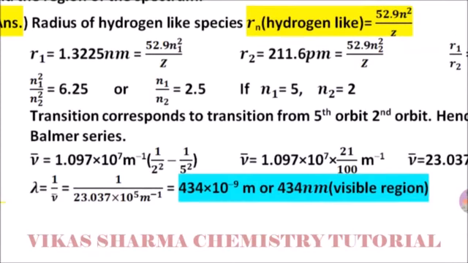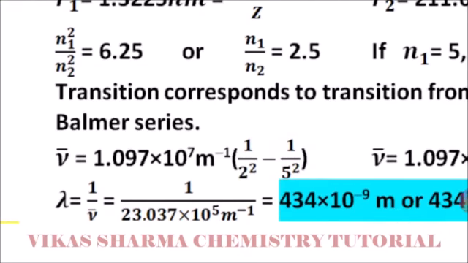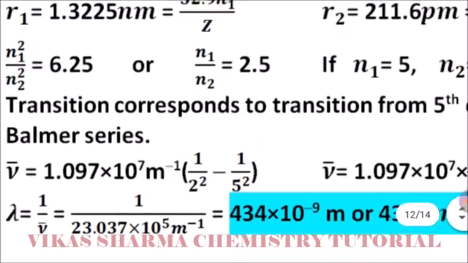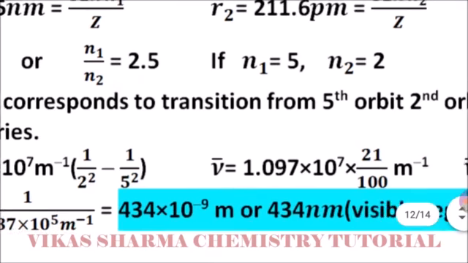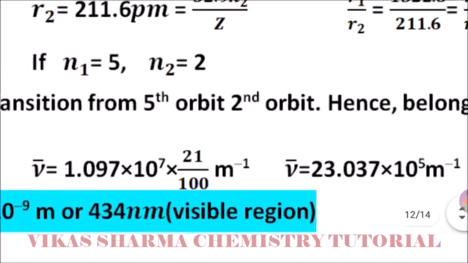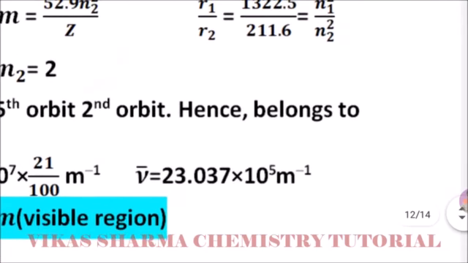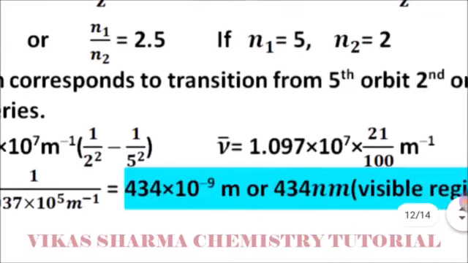Balmer series: the wave number nu bar is equal to 1.097 into 10 to the power 7 per meter, multiplied by the bracket 1 upon 2 squared minus 1 upon 5 squared, because n1 value is 2 and n2 value is 5. So student, after the calculation, the wave number is 1.097 into 10 to the power 7 multiplied by 21 divided by 100 per meter. So it is equal to 23.037 into 10 to the power 5 per meter.